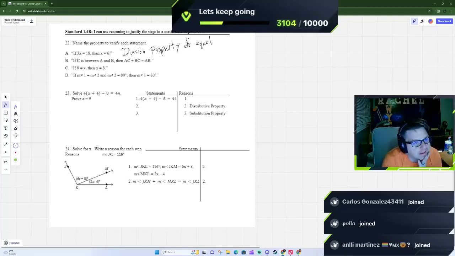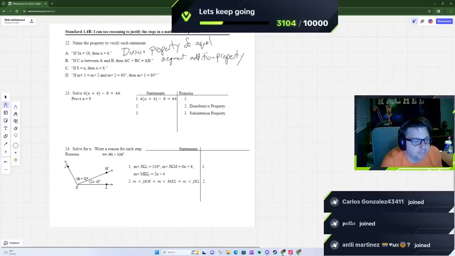Okay? If C is in between A and B, then AC plus BC equals AB. This is knowing that this is the segment addition property. And a lot of this is you have to know these types of definitions in geometry.